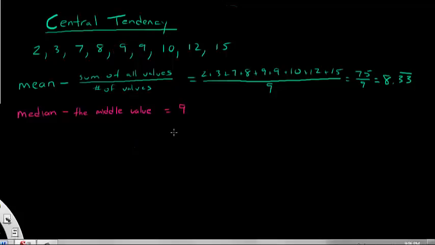Now, if there are two middle values, so let's say for instance we had 10, then we would take the two middle values and we would average them. We would find the mean of those. And so we'd go 9 plus 9 over 2, which equals, of course, still just 9. So the median is just the middle value. That's pretty simple. That's probably the simplest one.